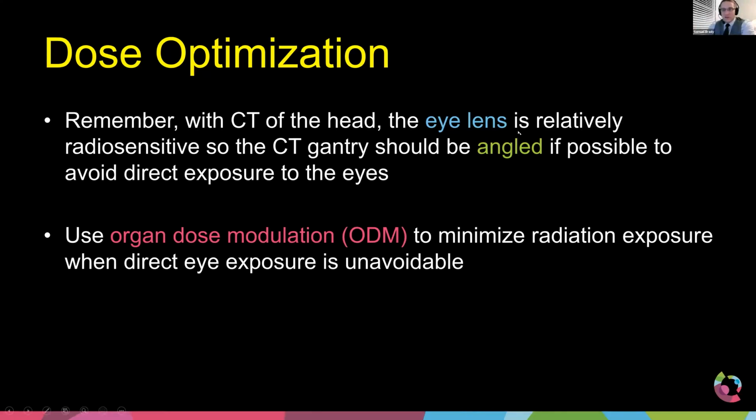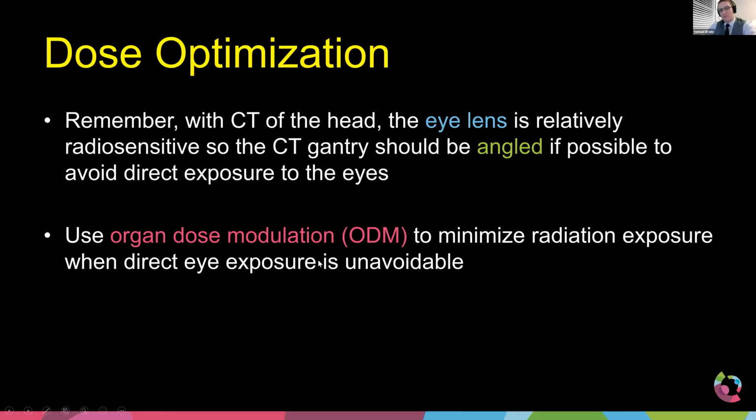Now, there's two ways to do that. Obviously, there's physically angling the CT scanner. Not all CT scanners can physically be tilted. There are a couple out there, specifically the GE scanners, the Revolution, the Apex. They're bolted to the ground. They don't tilt. And all vendors do this now, but there has been a development of using what's called organ dose modulation.